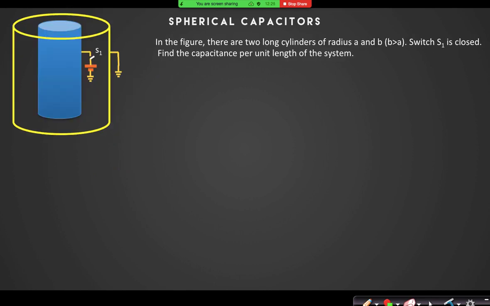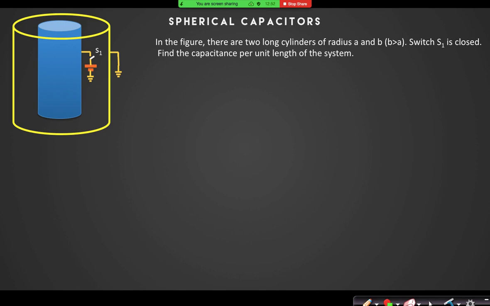Now let us talk about spherical. It's not spherical, sorry, it's a cylindrical capacitor. So in that figure, there are 2 long cylinders. Long cylinders means you can assume them to be infinite. Theoretically, they are infinite, or the separation in between the cylinders is very small compared to their length. So that is why we have assumed them to be infinite cylinders of radius A and B.